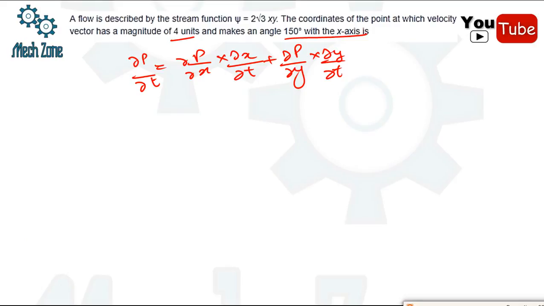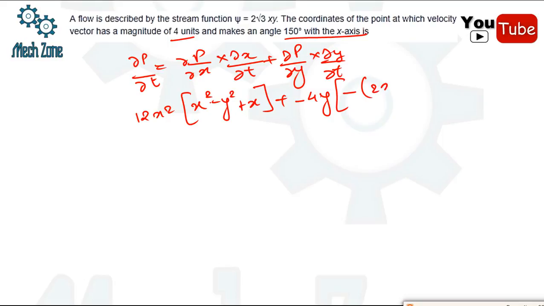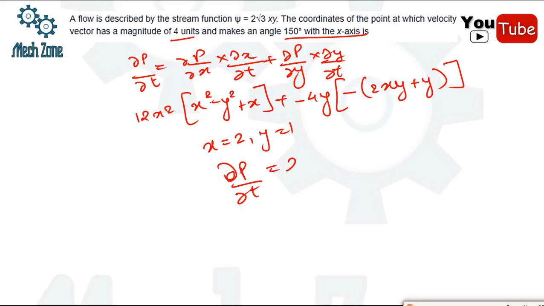So I'll again write down 12x² (x² − y²) + x + (−4y)(−2xy) + y. So on keeping x = 2, y = 1, the value of ∂P/∂T is coming out to be 260 units. So the answer is 260 units.